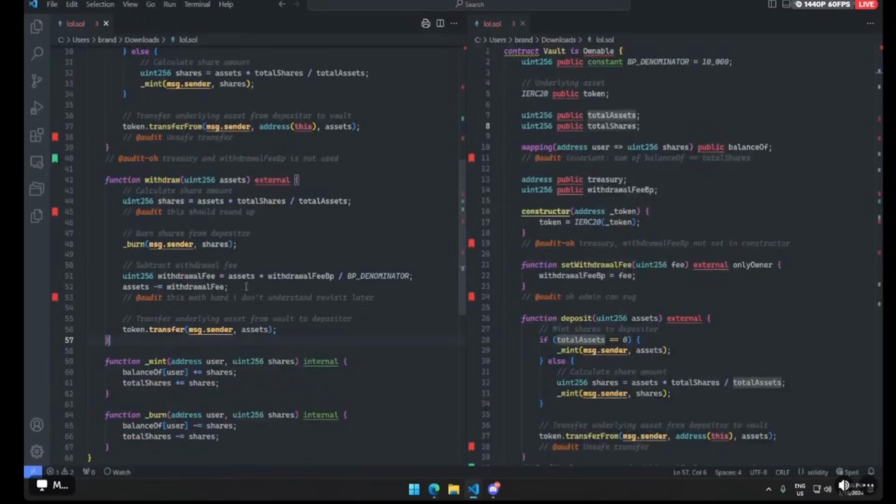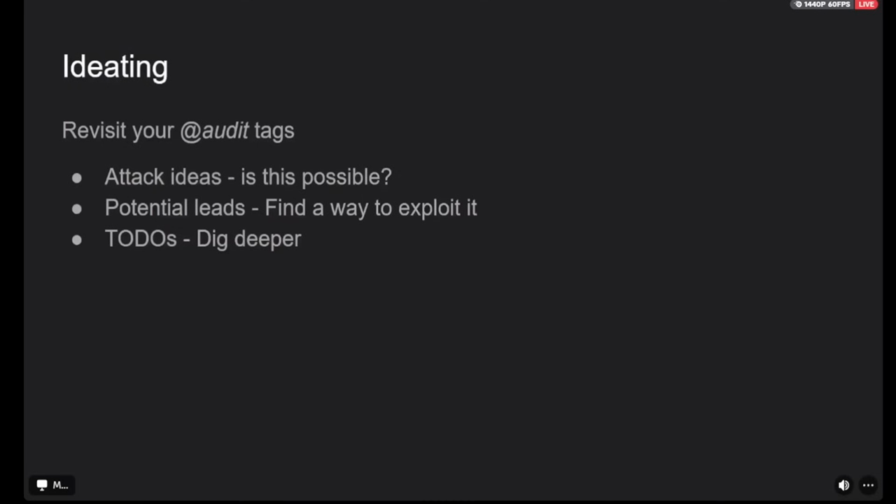Or maybe this math equation, if it was very hard and you didn't understand it, now's a good time to try to understand it before you start looking at attack ideas. But this is usually the bulk of my audit phase, because after an audit I have like 200 of these tags and it takes very long to go through all of them.